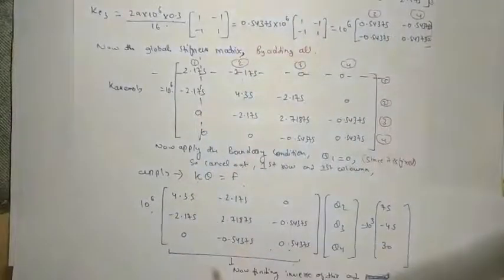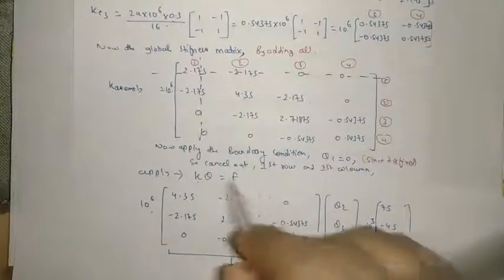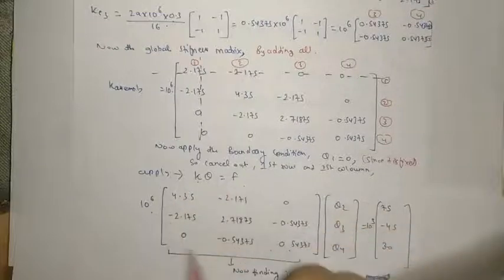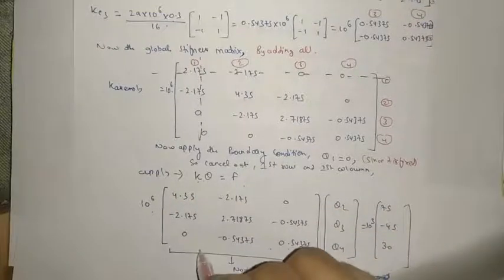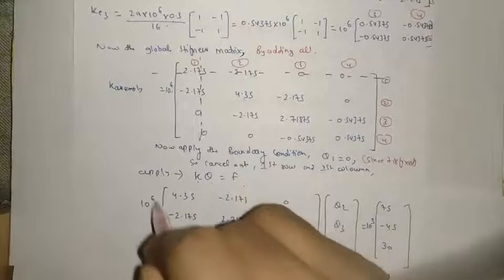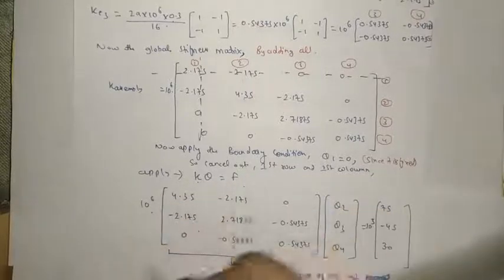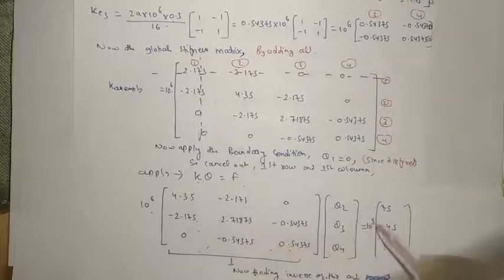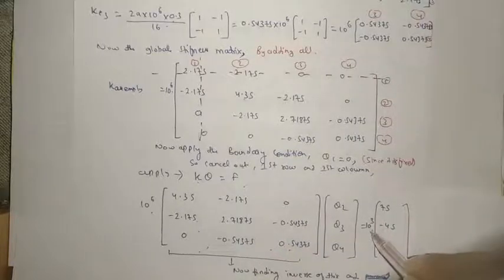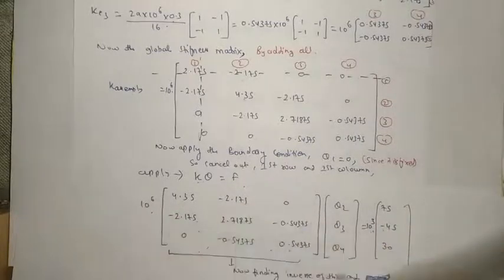Now how can we solve this matrix? By applying KQ equal to F, find the inverse of this matrix using any calculator. Then pre-multiply by the inverse of this matrix, so the inverse times the matrix cancels out to 1, and divide by 10 to the power 6. So we get the Q2, Q3, Q4 values.